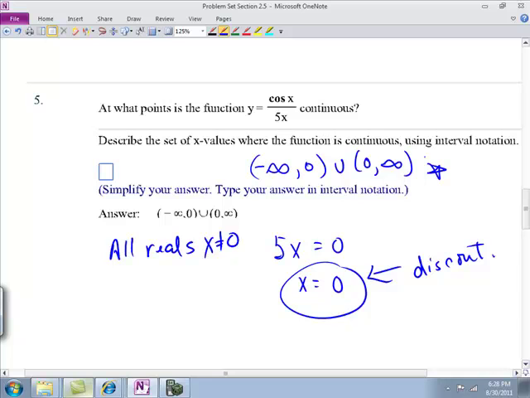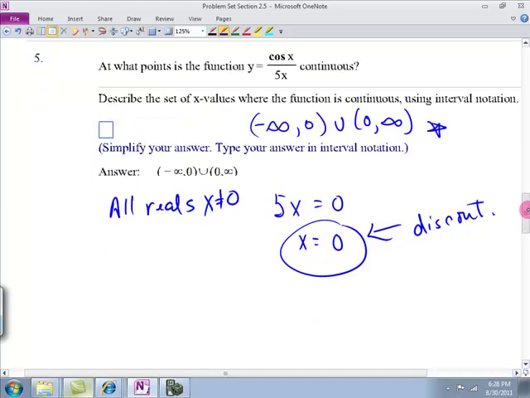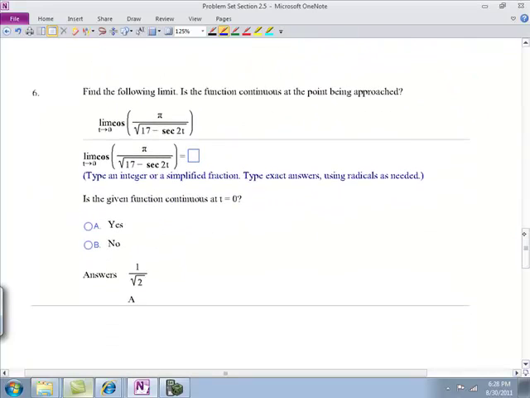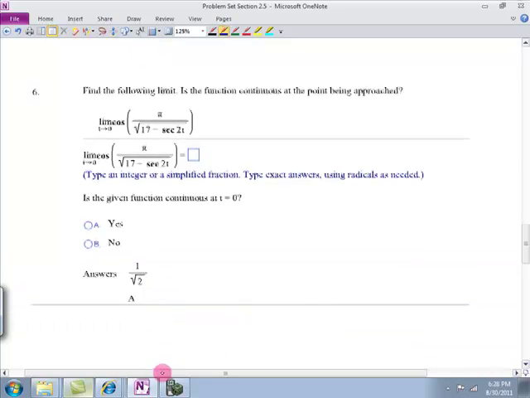Okay? Yes. Because when you have a rational function where it's like a fraction, you're worried about the bottom because you cannot divide by 0. So anything that would make that go to that. Okay? All right. Let's look at this one.